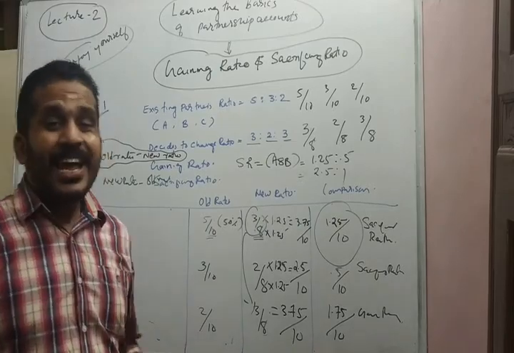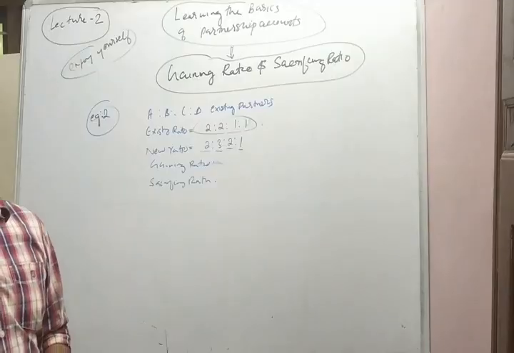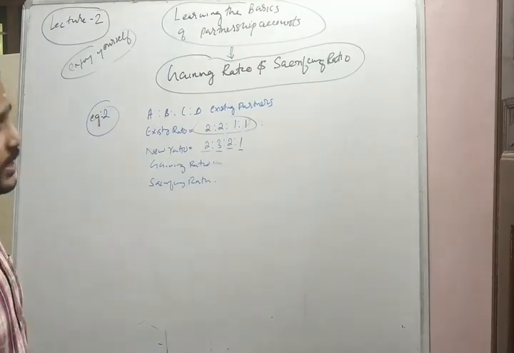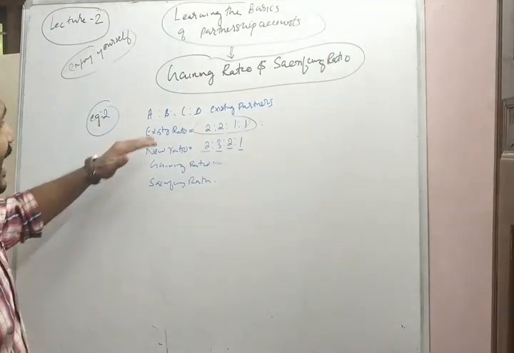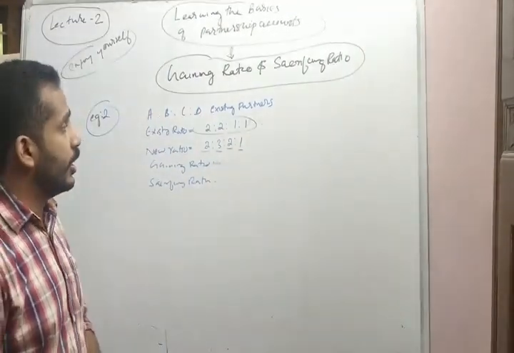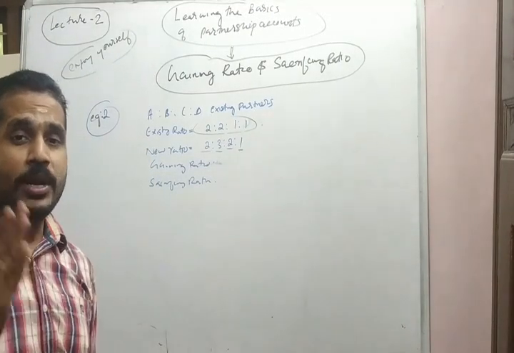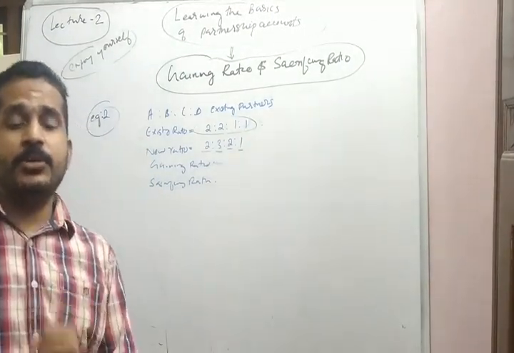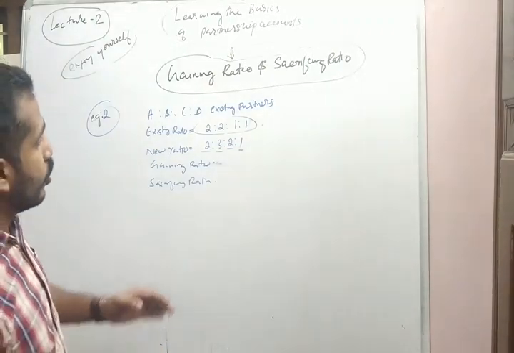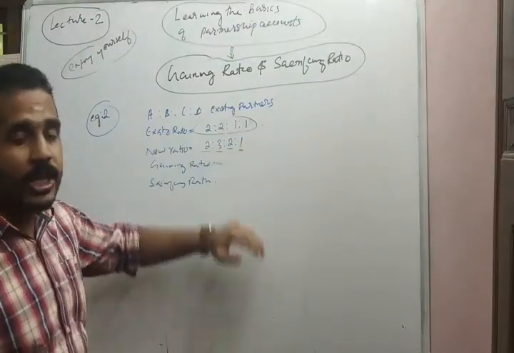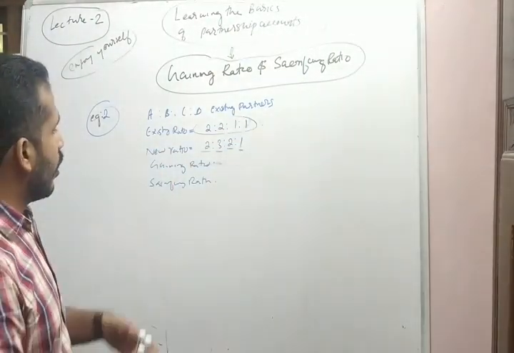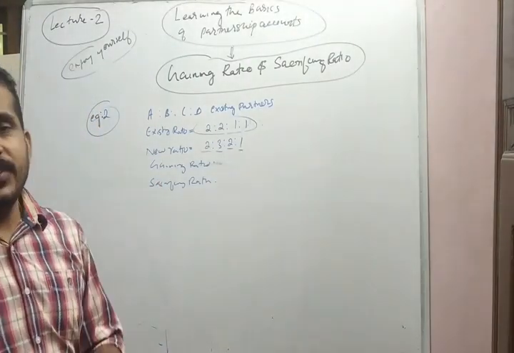So let us move on to example 2. Moving to the second illustration, there are 4 partners A, B, C, D, and their existing profit sharing ratio is 2:2:1:1, and they have decided to change their existing ratio to 2:3:2:1. So again, what is the gaining ratio and sacrificing ratio?